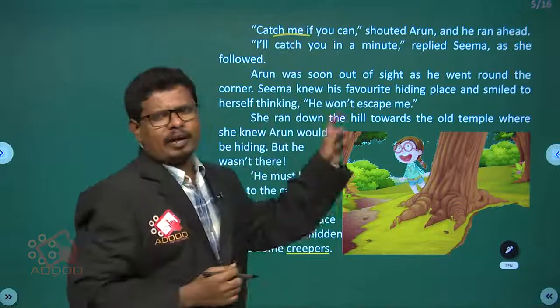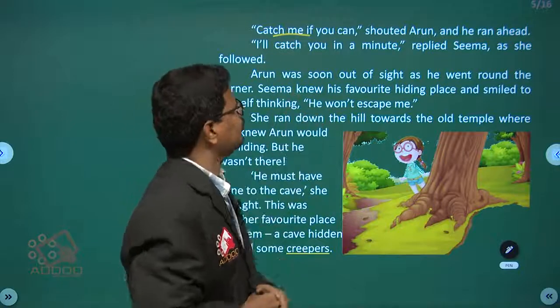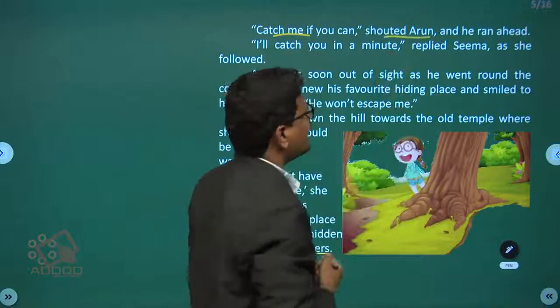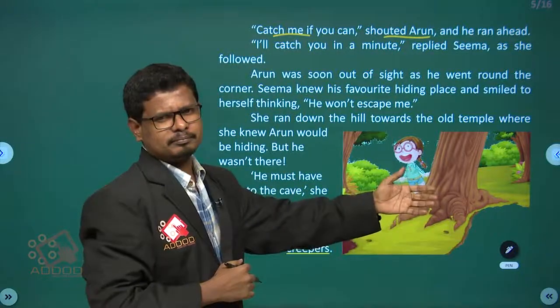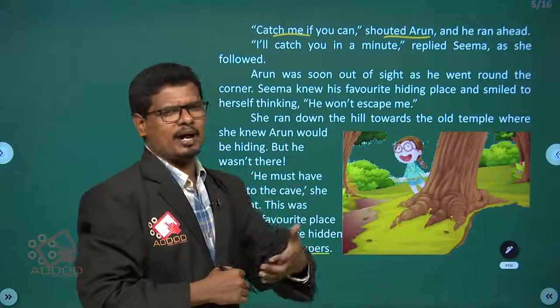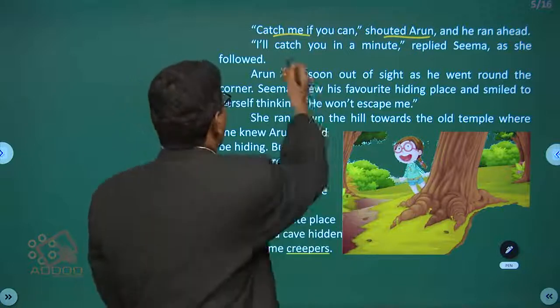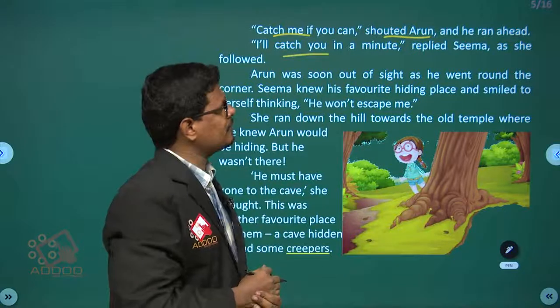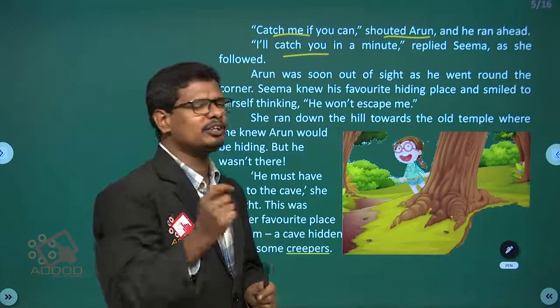Catch me if you can. What are they doing? They are playing the hide and seek game, right? "Catch me if you can," shouted Arun, and he ran ahead. Uttering this dialogue, he ran away. And now it is the turn of Seema to find out where Arun hid himself, right? "I will catch you in a minute," replied Seema as she followed. I'll catch you in a minute, in a fraction of a second.